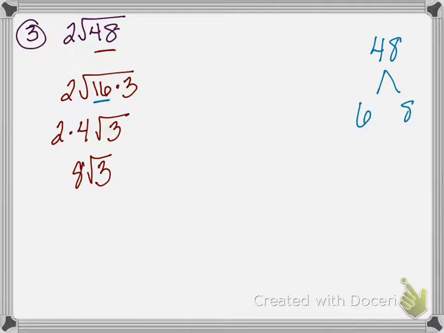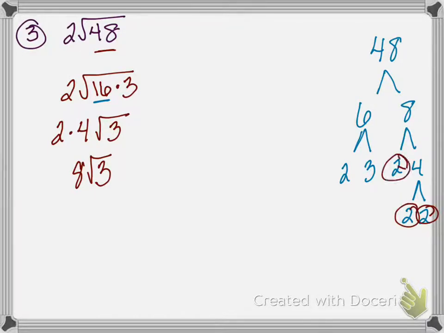So I encourage you to go ahead and break it down by primes. So 6 times 8 is 48. 6 is 2 times 3. 8 is 2 times 4. And 4 is 2 times 2. So I am looking at my primes. So 2 times 2 is 4, times 2 is 8, times 3 is 24, times another 2 is 48. So that 2 times 2 times 2 times 2 times 3 is the prime factorization of 48.